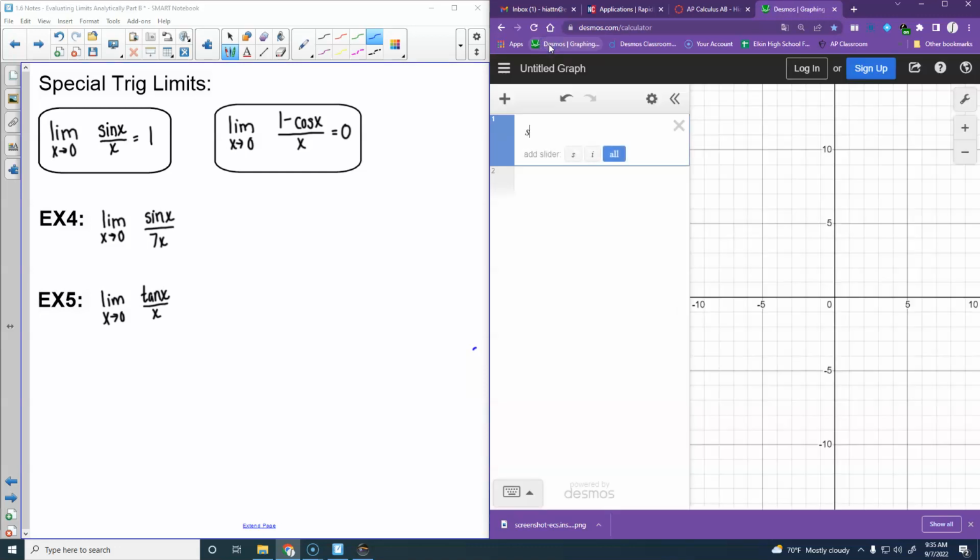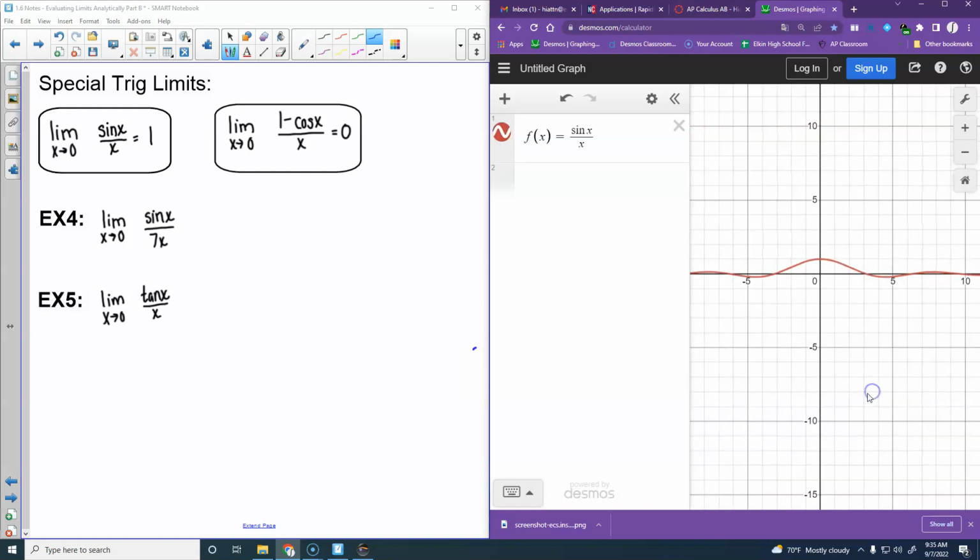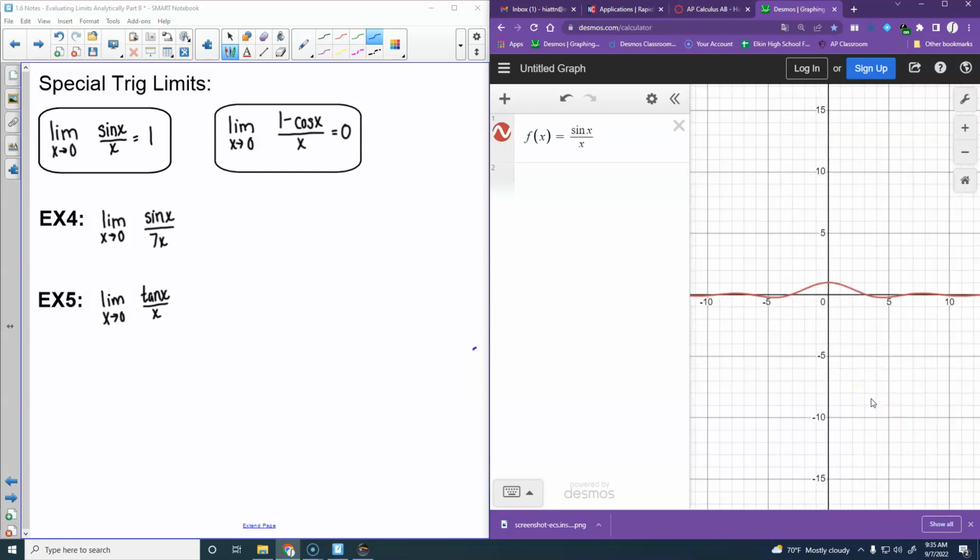I have got the function, I'm going to say f of x equals sine x over x. Okay, so that function looks like this here. And if I look at the graph, it looks like that limit is 1, right? But just looking at the graph doesn't guarantee that that's the case. It can't prove it's the case. Looking at a table doesn't prove it's the case. It supports it. Sometimes it's good enough, that's all I need to know, right?